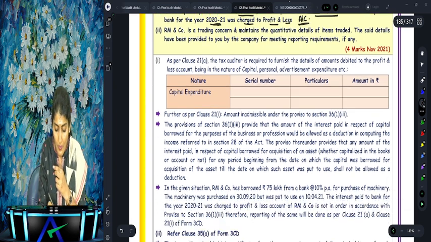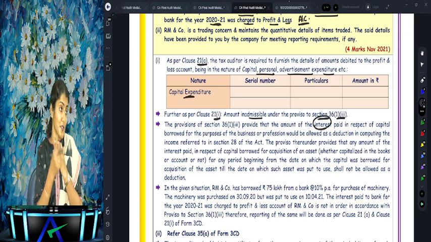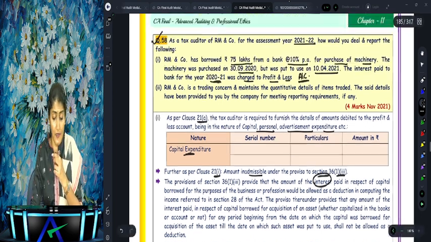It talks over here about the 21A, capital expenditure, right? It should not be charged to the profit and loss account. And also 21I, which is amounts inadmissible under 36(1)(iii). And what is one of the inadmissible amount over there? The interest paid. And the borrowing cost, the interest paid over there.